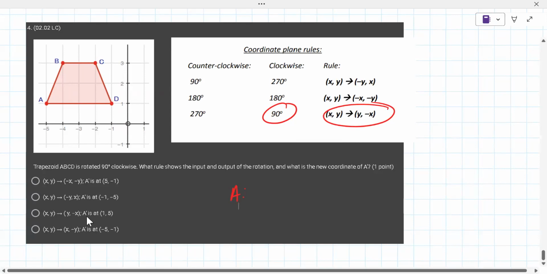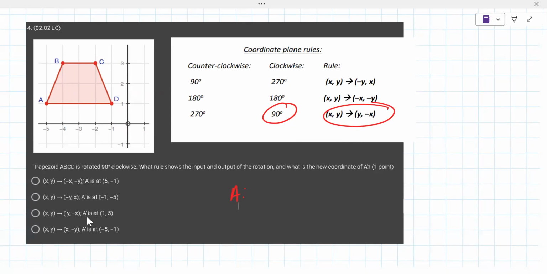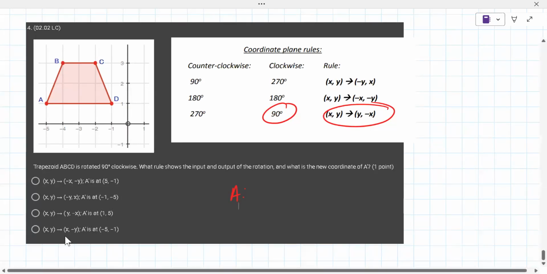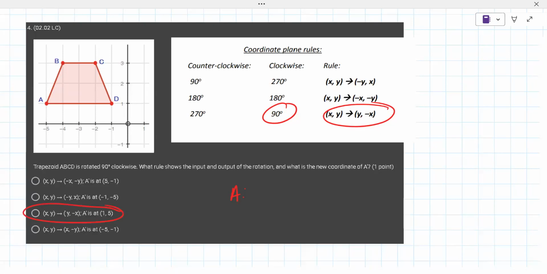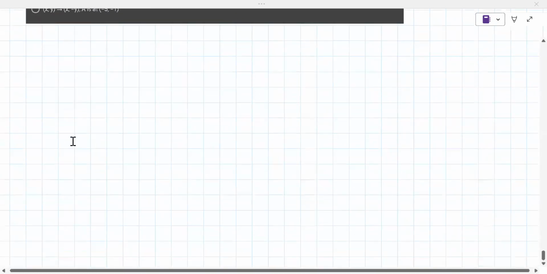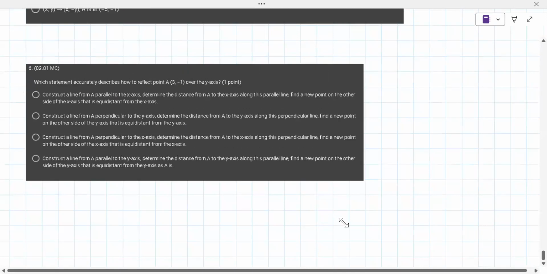So wouldn't it be the third one? Sure looks like that's the only one that works. It's the only one that's got the right rule. Yeah. So, I mean, that is a way to kind of do these. So, all right, let's see if we get this last one done here before we run out of time.